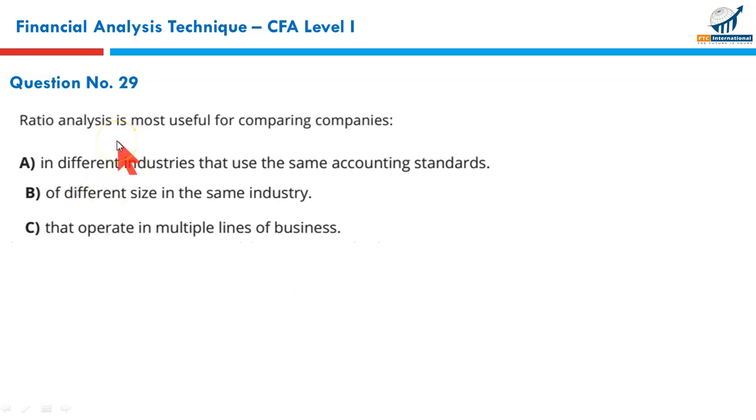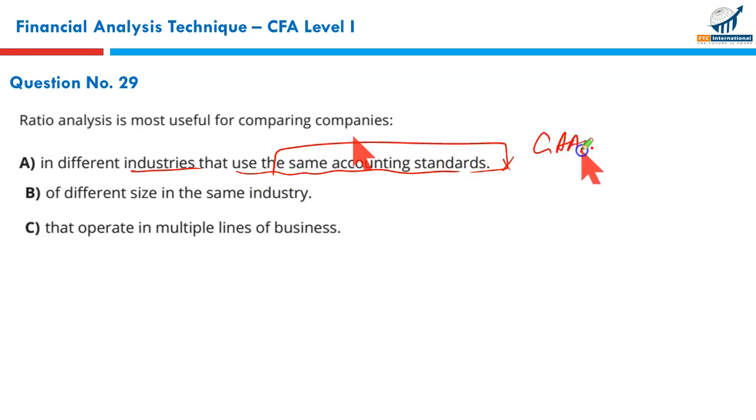Ratio analysis is most useful for comparing which companies? In different industries that use the same accounting standards. That is fine, same accounting standards are required by law, FASB. But when comparing results of different industries, we compare like with like. We compare potatoes with potatoes, oranges with oranges. We don't compare onions with potatoes. It has to be like versus like.